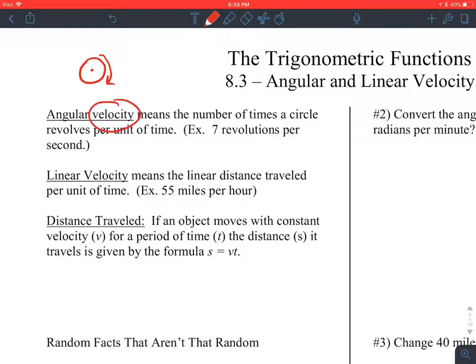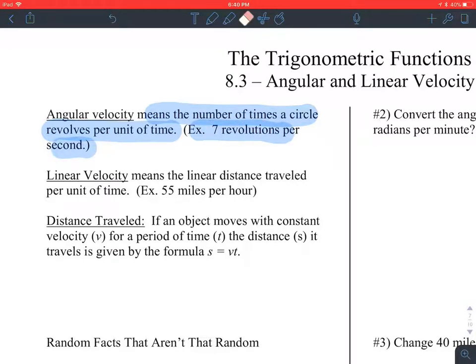Anytime you have a velocity, you're comparing two different things, with the second thing being time. So just as an easy example, angular velocity is the number of times a circle revolves per unit of time. An example, 7 revolutions per second. Doesn't have to be revolutions, it could be 7 radians per second or 7 degrees per second. Doesn't have to be seconds, it could be minutes, hours, days, leap years.